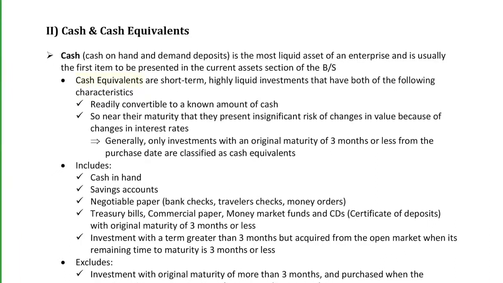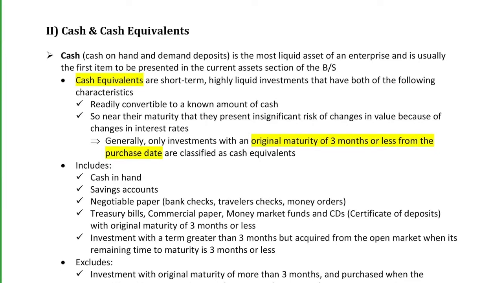So highlight cash equivalents. These are short-term, highly liquid investments that have both of the following characteristics. Number 1, they are readily convertible to cash. That means they are highly liquid. Number 2, they are so near to the maturity that they present insignificant risk of changes in value because of the changes in interest rates. Now, generally, only investments with an original maturity of 3 months or less from the purchase date qualify to be cash equivalents.